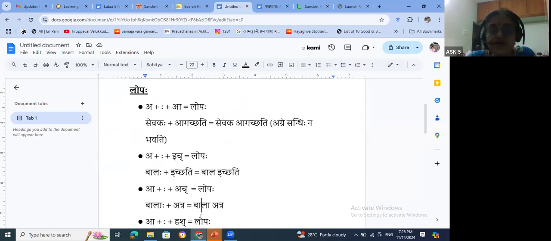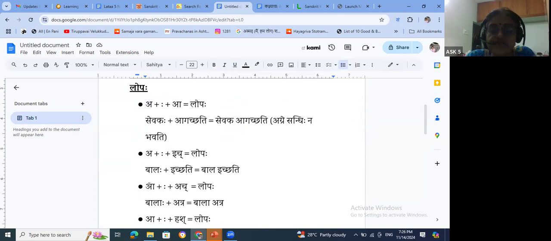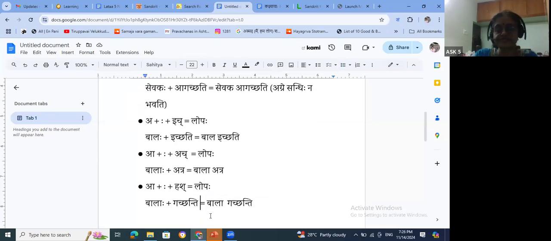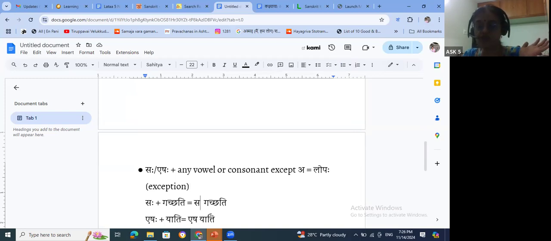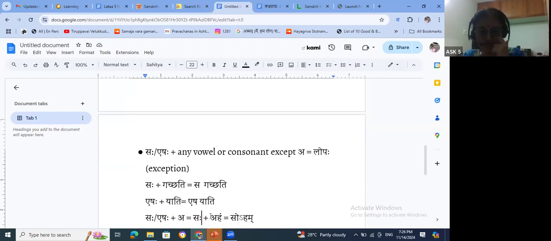Then now only we are going to dirgha a. When dirgha a is followed by ach or hash, it is lopaha. In order I am coming, that is why a and then a and now the exception. Whenever we see saha or eshaha on the left side, on the right side we have to become alert. If I have anything except a here, then it will become lopaha. If hrasva is there, then I'll change it to utvam.